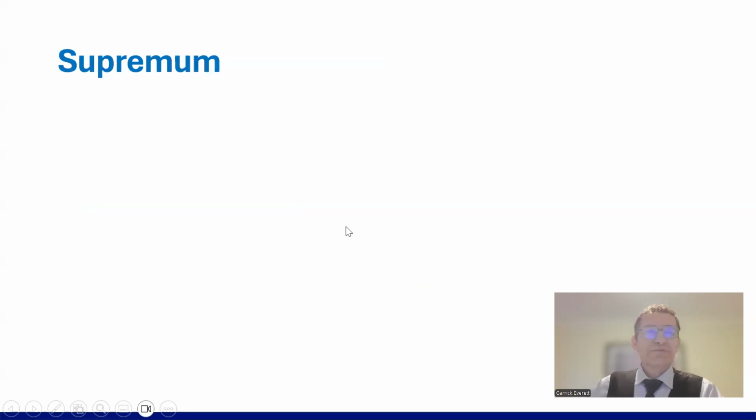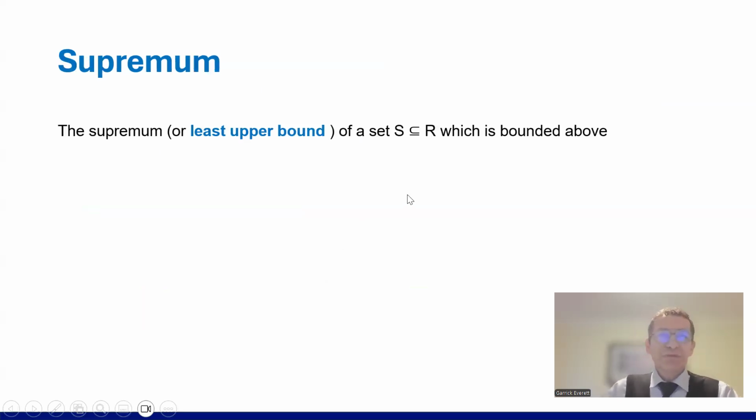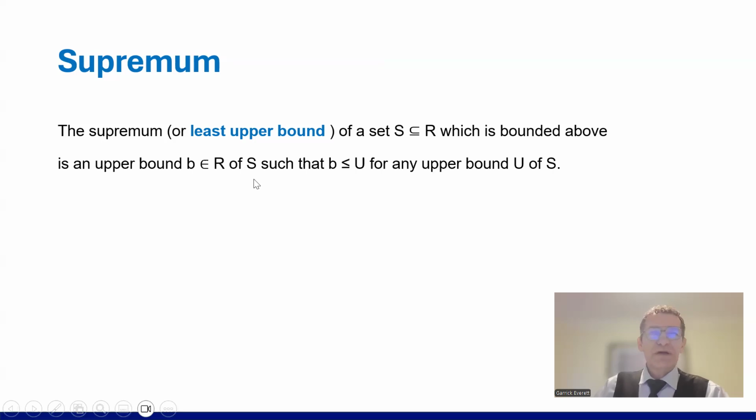Next thing, supremum. Again, we look at this very briefly on a single slide in lecture 1, so this is giving you a bit more. The supremum or least upper bound of a set S, which is a subset of the reals and is bounded above, is an upper bound b of S such that b is less than or equal to u for any upper bound u of S.